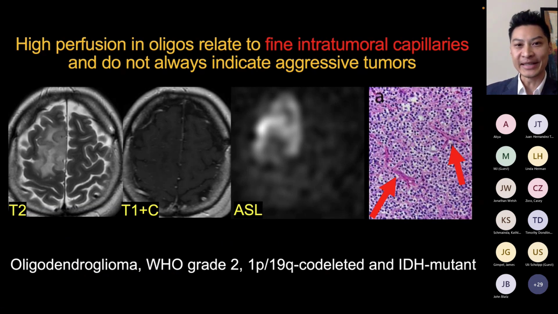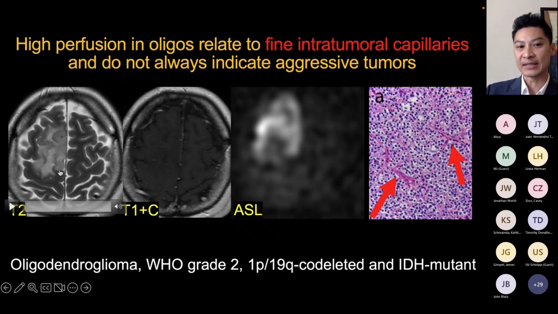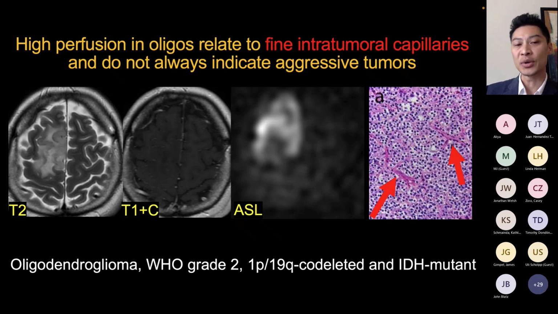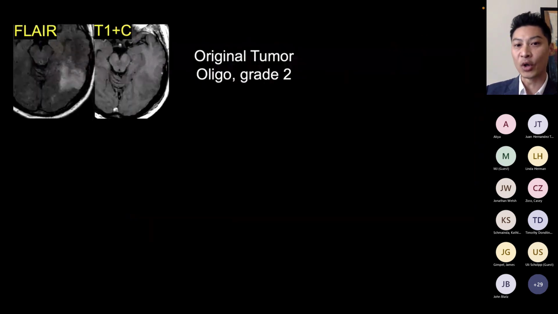The exception is in oligodendrogliomas, because high perfusion in oligodendrogliomas relates to fine intratumoral capillaries and does not always indicate aggressive tumors, as you can see in this case of a right frontal tumor. There's not that much mass effect. It's infiltrative T2 signal, no enhancement, but it has really high perfusion on ASL. But this one turned out to be a grade 2. But I'll show you a case where perfusion can be helpful in the setting of an oligo. And this is that case.